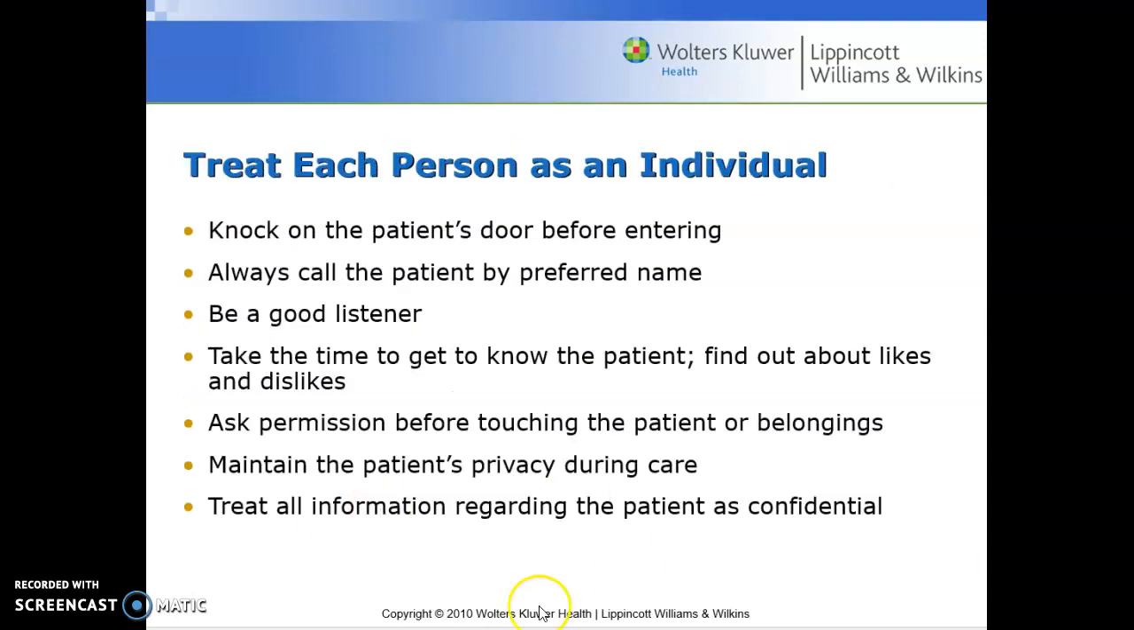We need to always, again, remember that it is very important for us to treat each human being as an individual. We need to allow this patient privacy. We need to knock on the door before we enter. We need to call the patient by their preferred name. If the patient's name is Elizabeth and she goes by Beth and she wants to be called Beth, then we need to call her Beth. So we need to respect the patient's wishes. We need to listen to the patient.